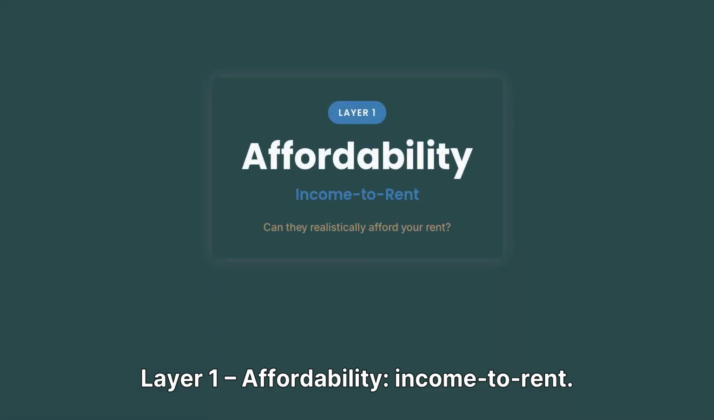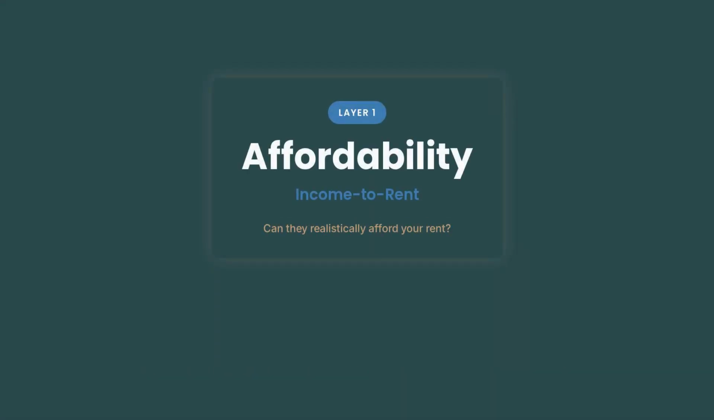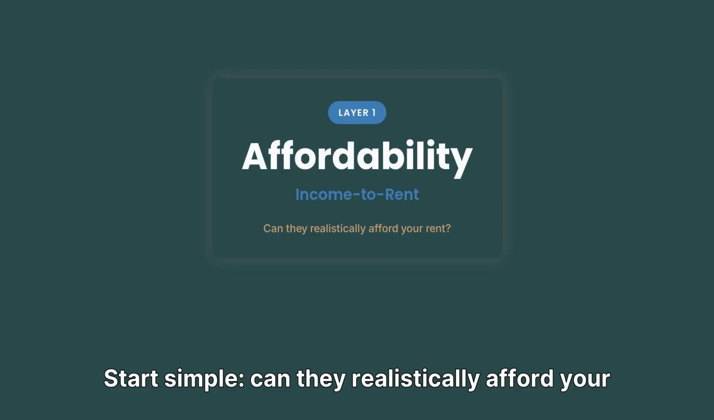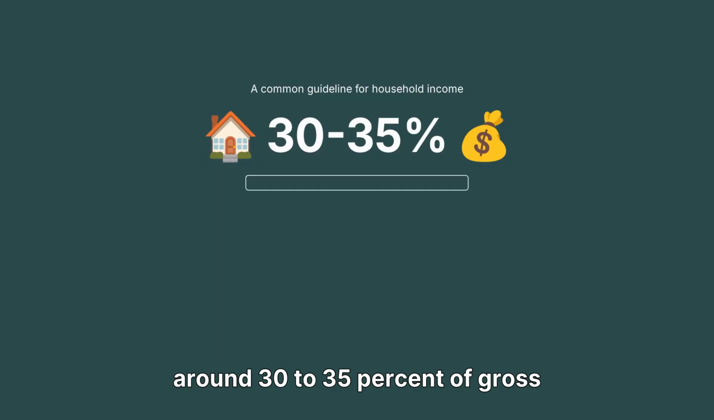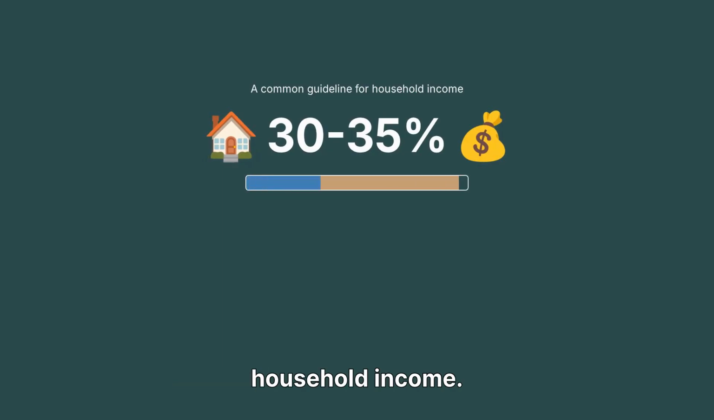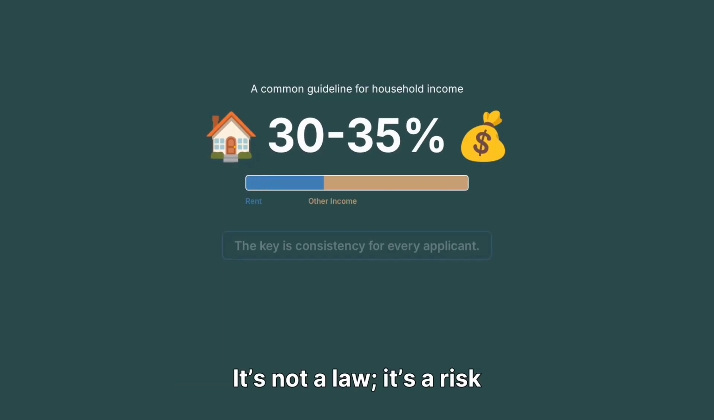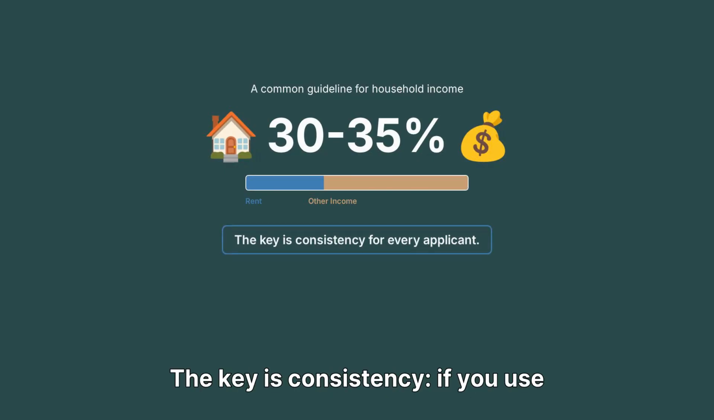Layer 1, affordability. Income to rent. Start simple. Can they realistically afford your rent? A common guideline is to keep rent around 30 to 35% of gross household income. It's not a law, it's a risk lens. The key is consistency. If you use 35% as your comfort line, use it for everyone.